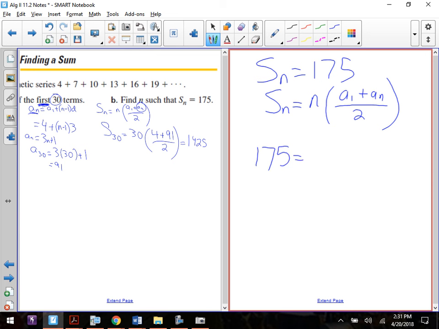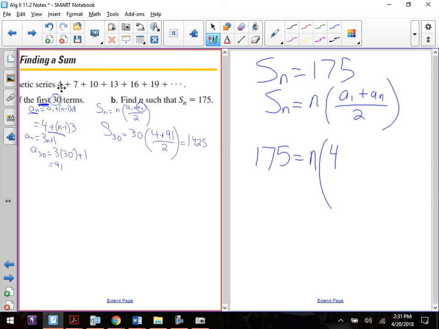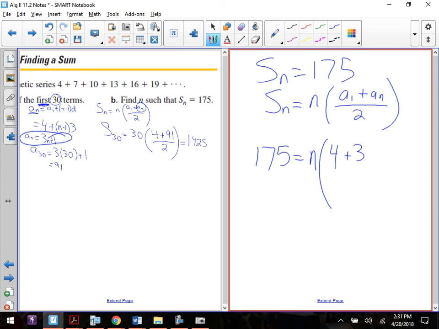Okay, if you go back to what you know, 175 is going to equal, I don't know how many I have to add together, but I do know that my first term was 4. I know that my nth rule, my a sub n, the formula is 3 times n plus 1. And I'd have to divide all that by 2. So far, so good? Okay. Now, you guys okay that this numerator becomes 3n plus 5?